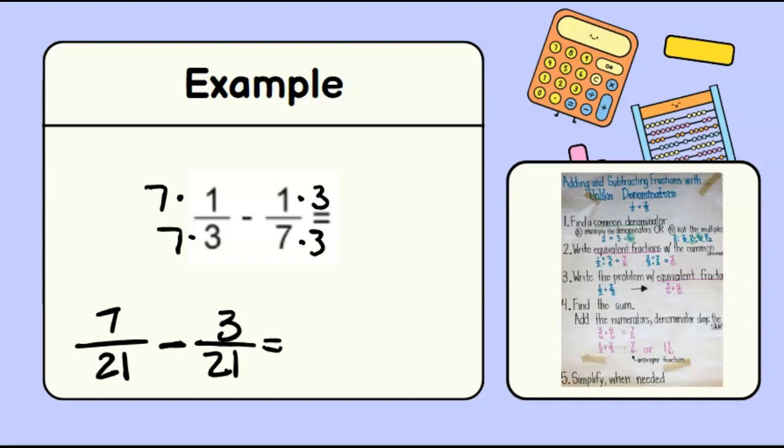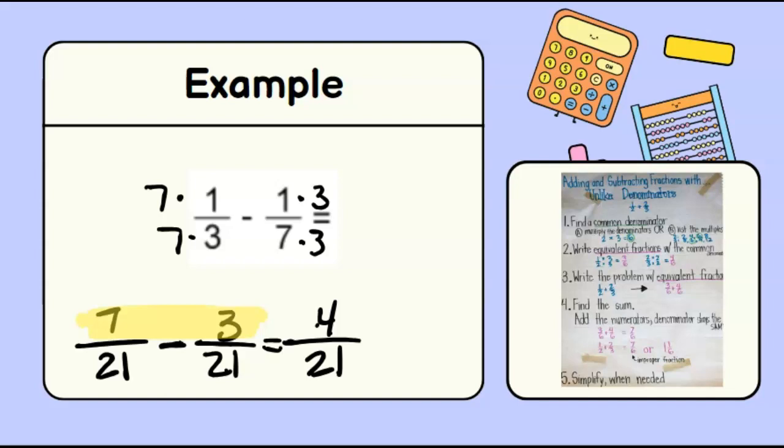I'm going to subtract my numerators. So 7 minus 3 is 4. And my denominator stays the same. Looking at this, can this fraction be simplified? That means, can it be in a smaller, simpler form?